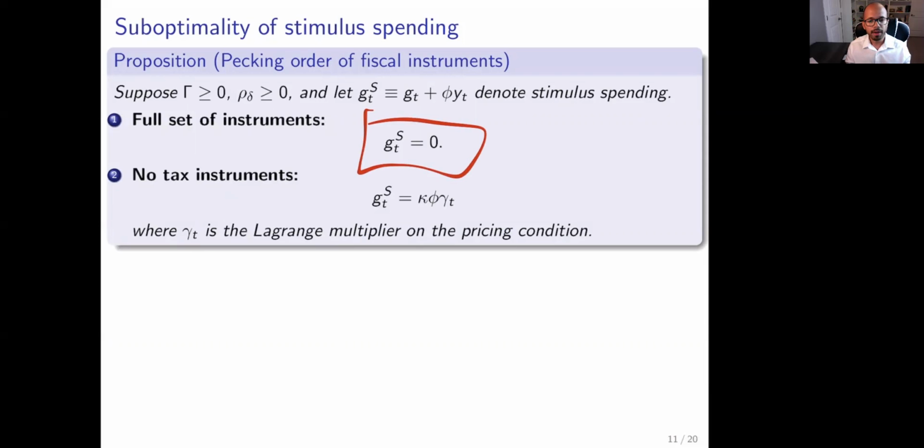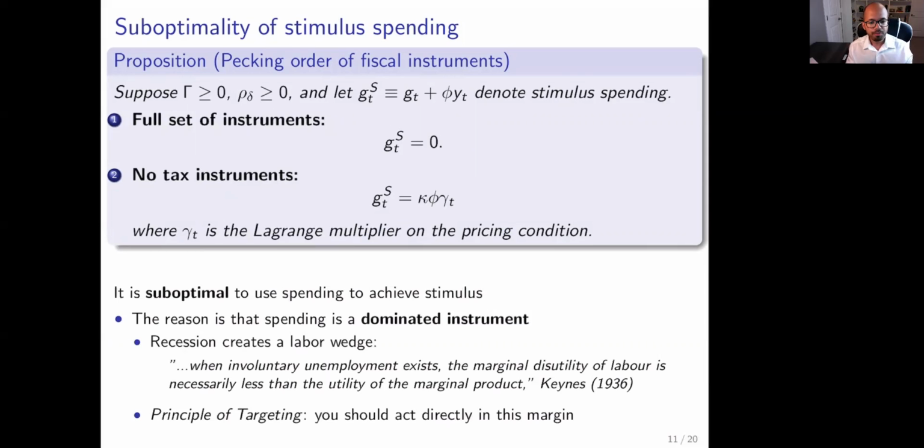However, if we limit the number of instruments available to the government, then government spending starts to have a role again. Therefore, government spending only plays a role here when there are no other instruments available. The reason why it's suboptimal to use spending is exactly because spending is a dominated instrument. The key inefficiency created by the recession is a positive labor wedge in this economy. Here, in the words of Keynes, involuntary unemployment exists when the marginal disutility of labor is less than the utility of the marginal product. This is exactly the definition of a labor wedge in this economy.